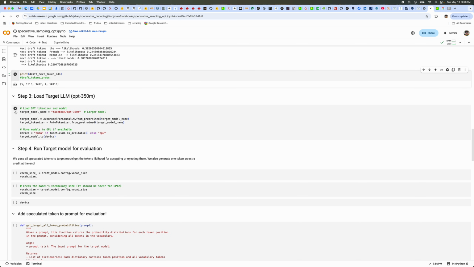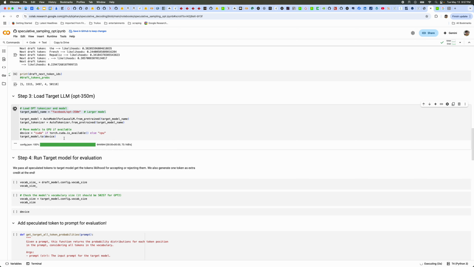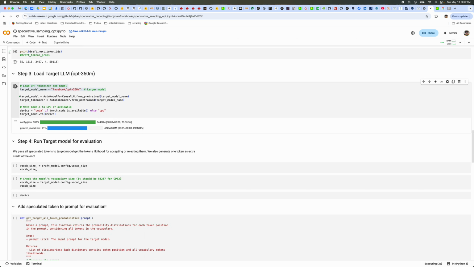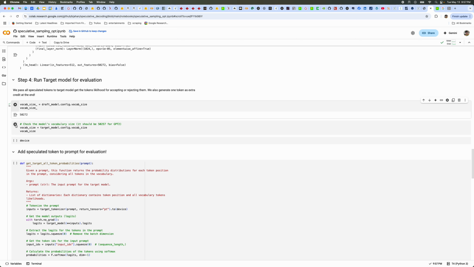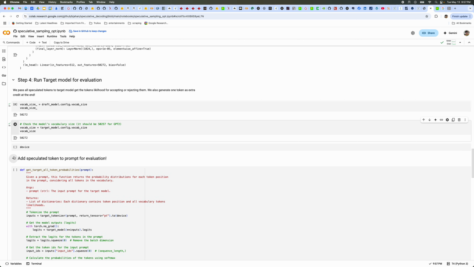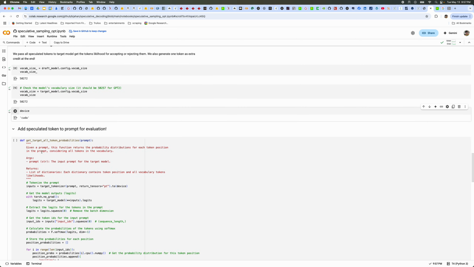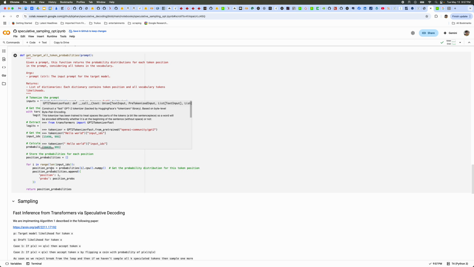Now the second part, I'm loading the target model. Let's pretend this is a simulation. This is our bigger model, let's say 3 times bigger. This is the same family LLM, but a 350 million parameter model. So I load that model. Let's look at the vocabulary size for the draft model and the target model. They should obviously share the same vocabulary. That's important because we are pairing these two models.